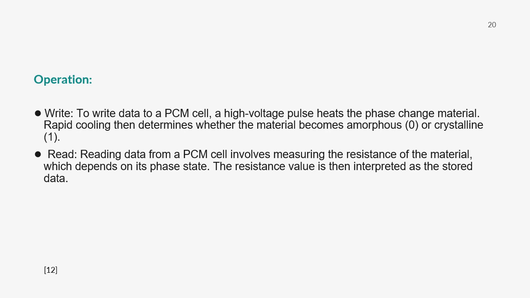These are the operations used in phase change memory. First one is writing data to a PCM cell. A high voltage pulse heats the phase change material. Rapid cooling then determines whether the material becomes amorphous or crystalline. Reading data from a PCM cell involves measuring the resistance of the material, which depends on its phase. The resistance value is then interpreted as the stored data.